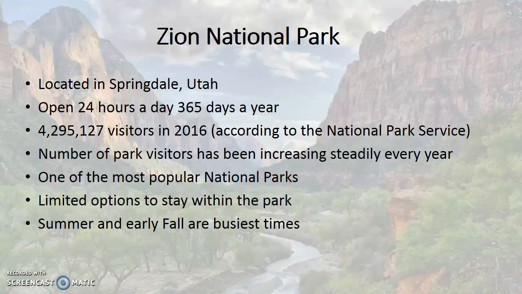Zion National Park is located in southwest Utah and consists of 229.1 square miles. Park attendance has increased over the last several years. And while there are several hotels around the park, there's only one hotel within the park, and that's the Zion Lodge. Peak park attendance is usually in the summer.